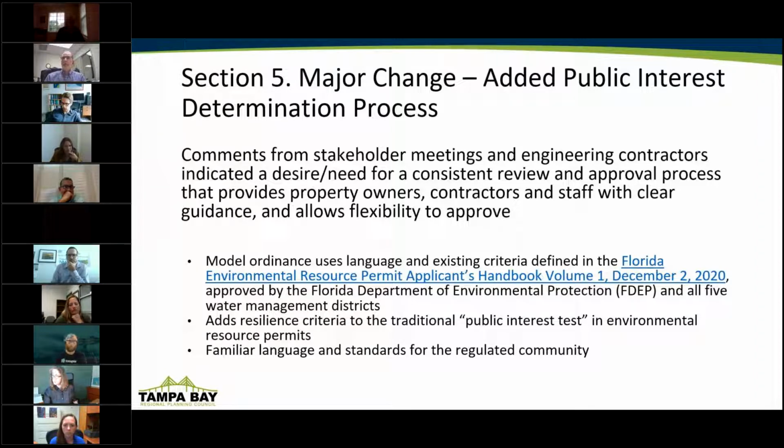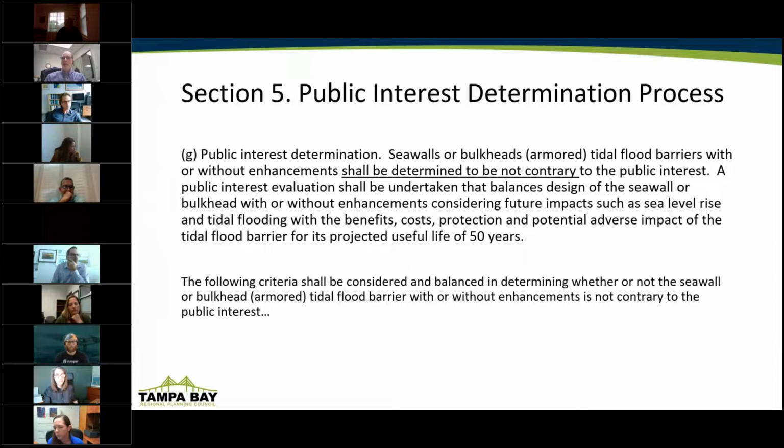And you say, well, who defines what is the public interest? Well, it's already defined. So that's why we like this. And so the aspect of the language says shall be determined to be not contrary. And this whole component that says undertakes the balances of design of the seawall and bulkhead with or without enhancements, considering future impacts, sea level rise, tidal flooding, with the benefits, cost, protection, and potential adverse impact for its projected useful life. So we'll get into that quickly.